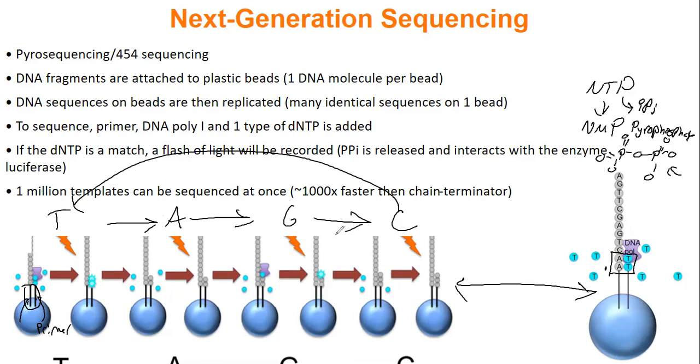It's incredibly fast, roughly 1,000 times faster than the chain terminator method. So this is one of the reasons why we can now sequence a whole genome in like 24 hours. We can just do a lot of reads in a very short amount of time.